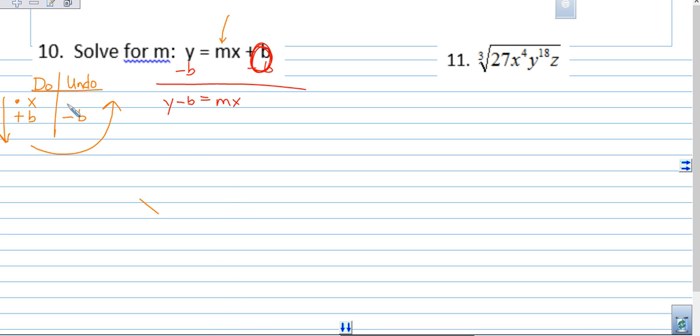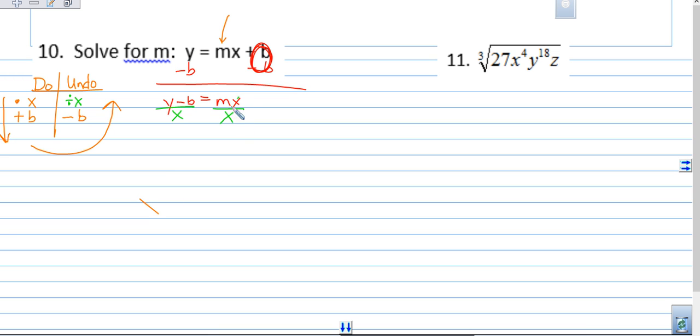Okay? So then I'm going to do the opposite of timesing by x, which is divide by x. So I'm going to divide by x, divide by x. Make sure you're doing it for the correct variable, because a lot of times I'll see people take this question and divide by m because they're used to solving for x. But that's not what it's asking you to do. It's saying solve for m.